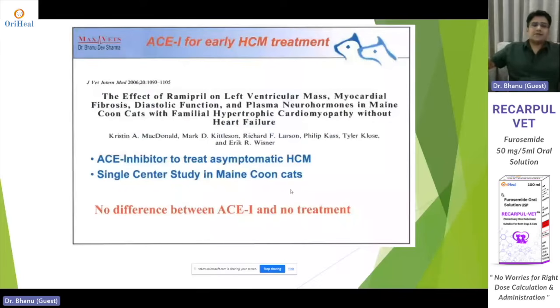This is another study in which the aim was to know whether ACE inhibitors, or no treatment, would be needed in cats with asymptomatic HCM. So there is HCM, the walls are thickened. Let's say there is a very mild HCM and there are no symptoms. So whether to give the treatment or not. As per this study, which was done in Maine Coon cats, there was no difference between cats treated with ACE inhibitors and the cats which were not treated. So there was no difference in the outcome.